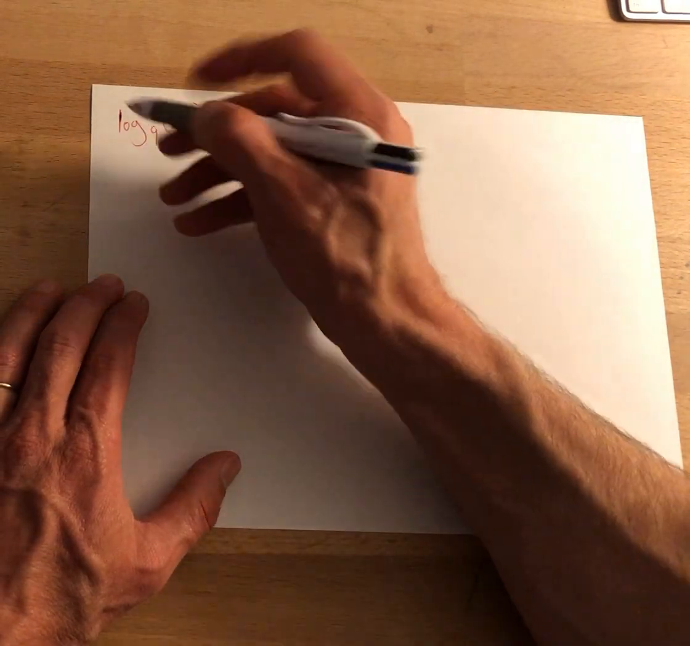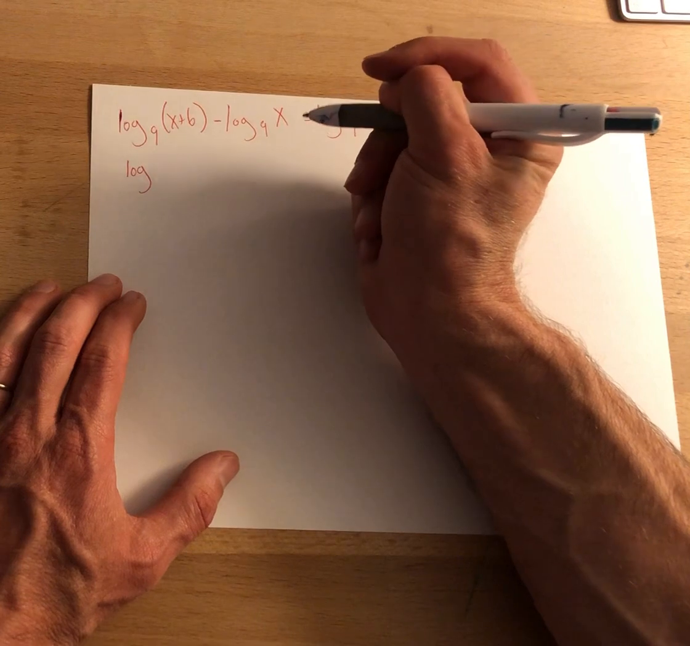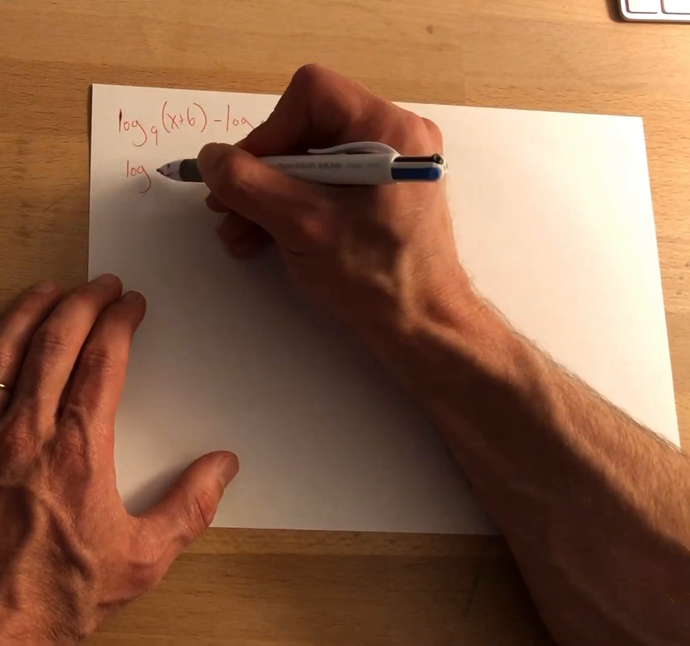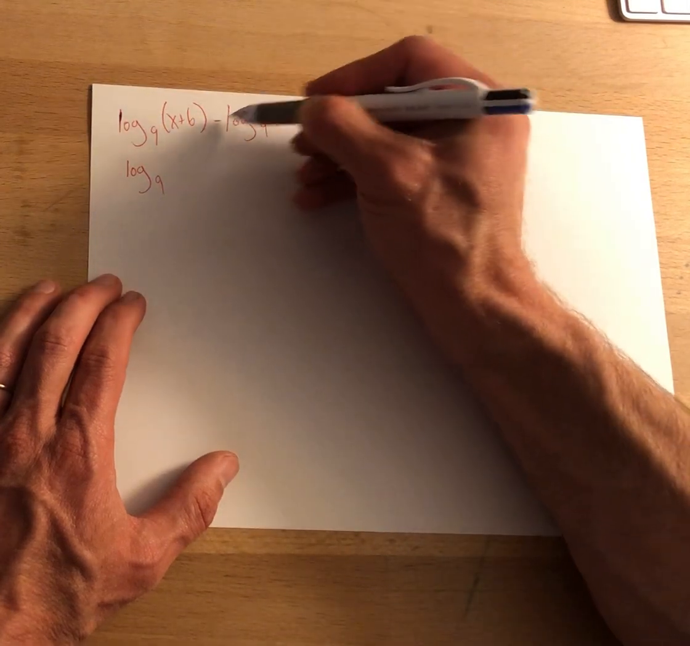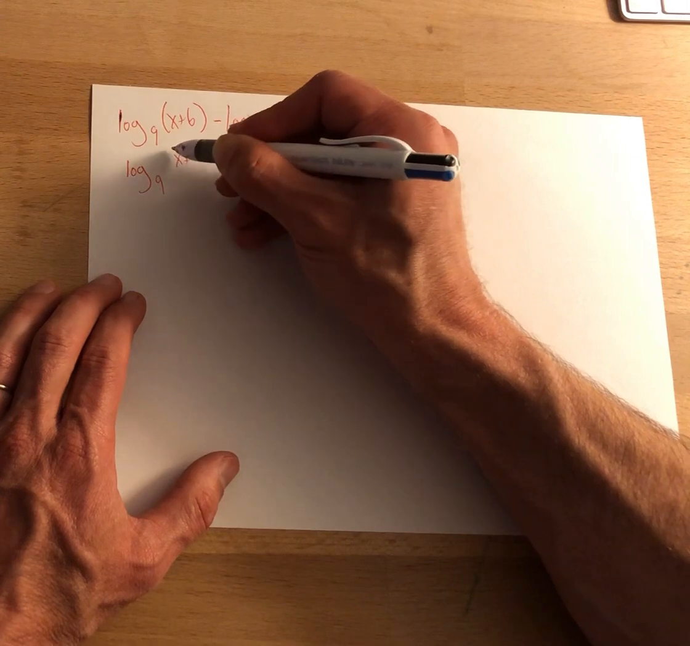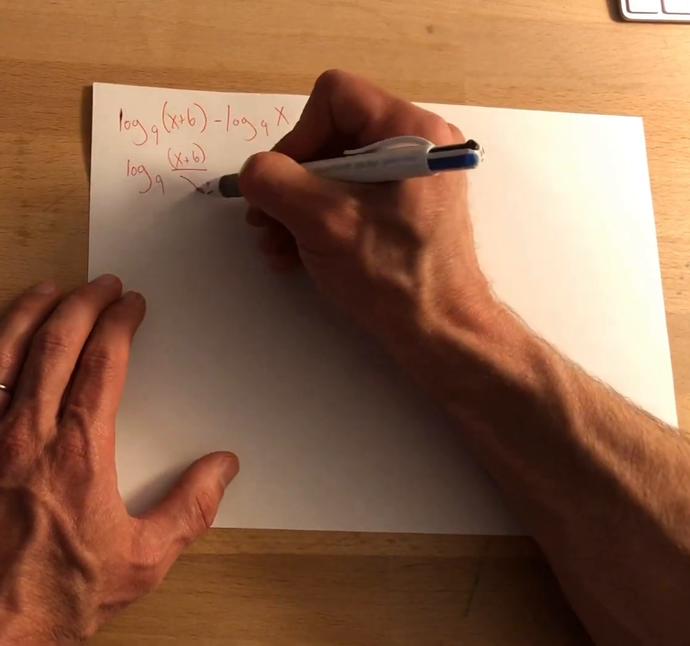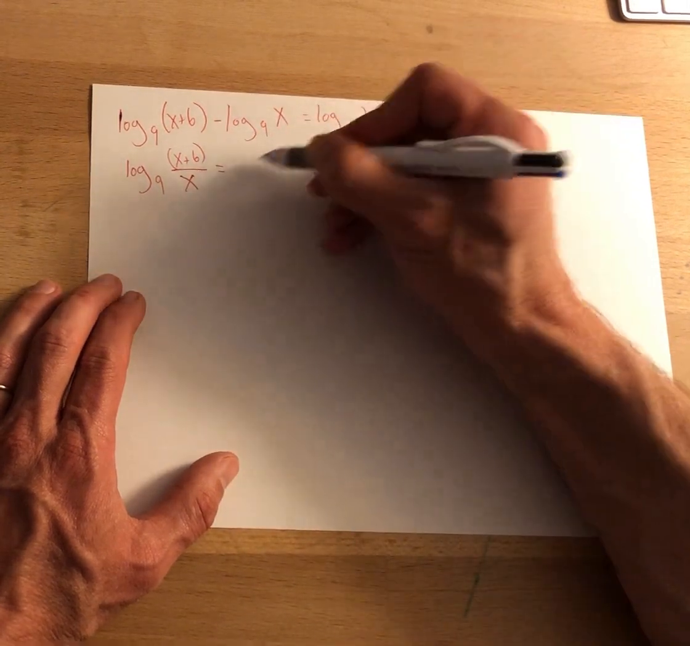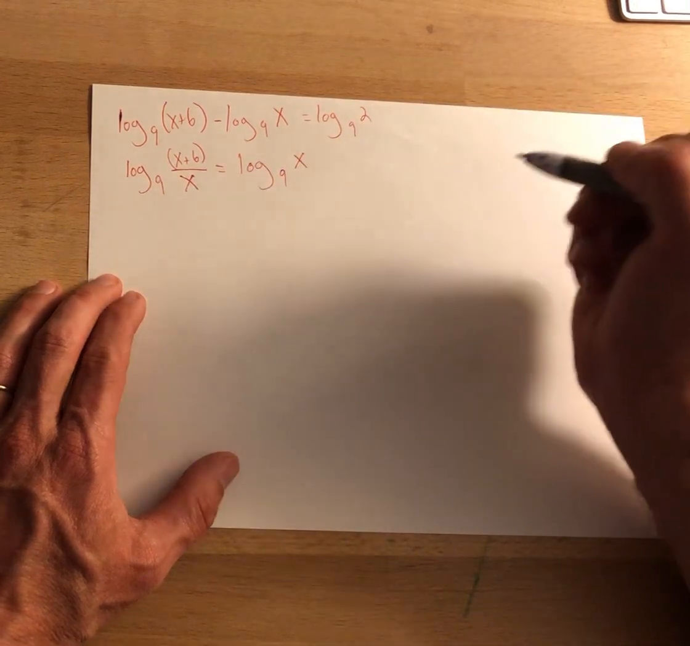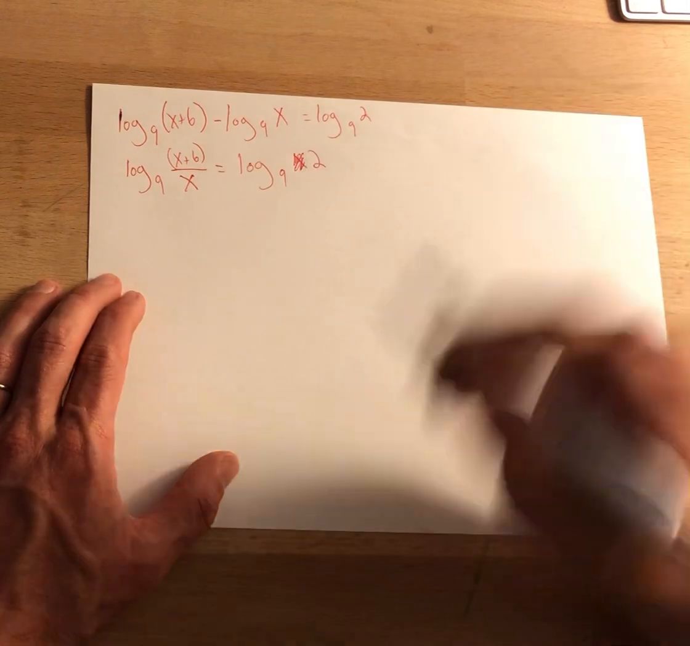Now when I'm doing this, I'm going to combine. I'm going to say log base 9. Remember, when you subtract, this is your numerator, this is your denominator, equals log base 9 of 2.